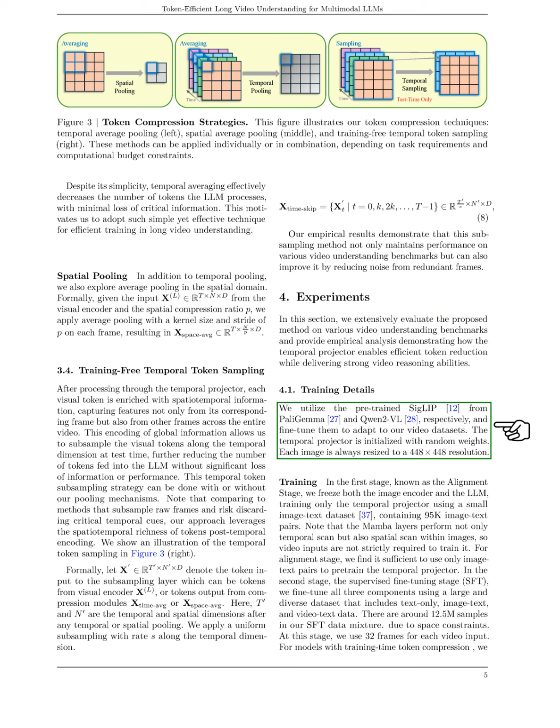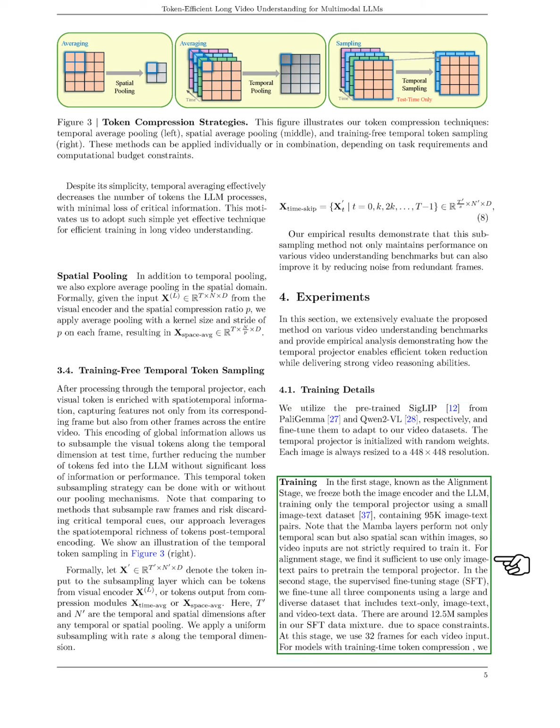For training, we use pre-trained models and fine-tune them for our video datasets. The temporal projector starts with random weights, and each image is resized to a specific resolution. In the first stage, called the alignment stage, we freeze the image encoder and the language model, training only the temporal projector with a small dataset of image-text pairs. We find that using just image-text pairs is sufficient for pre-training the temporal projector.